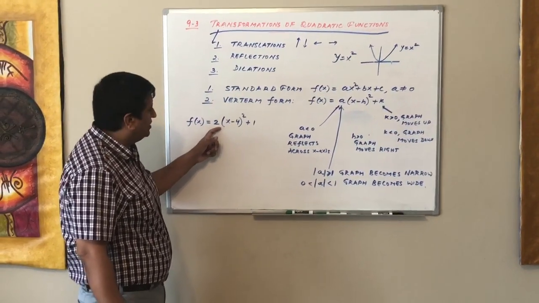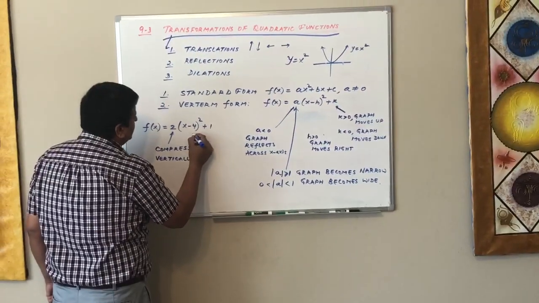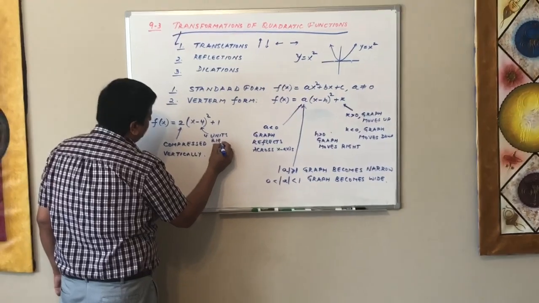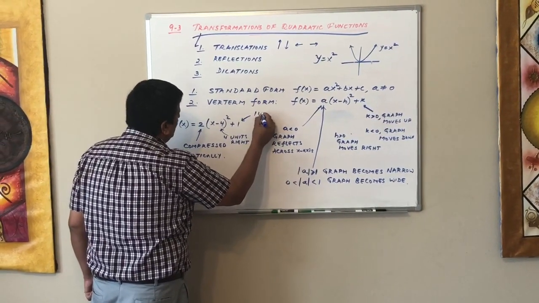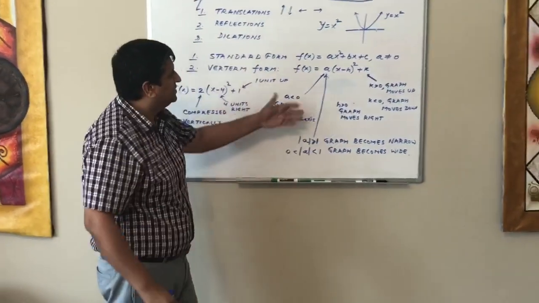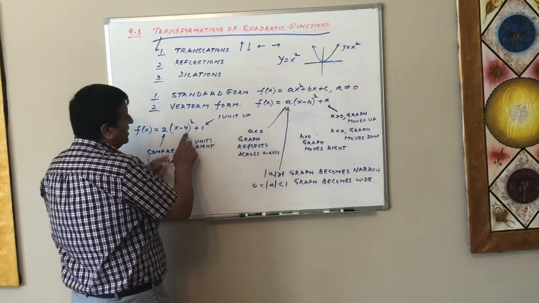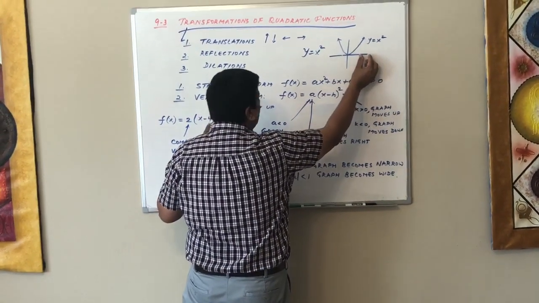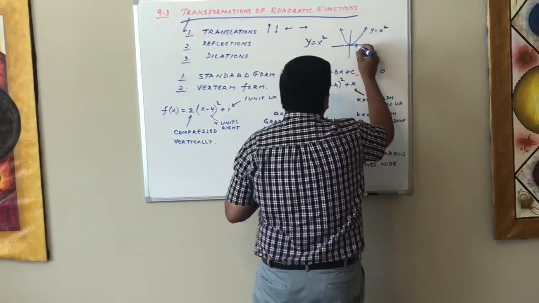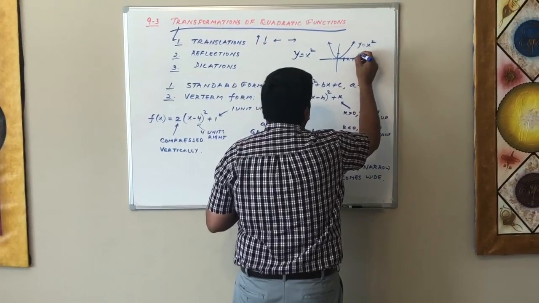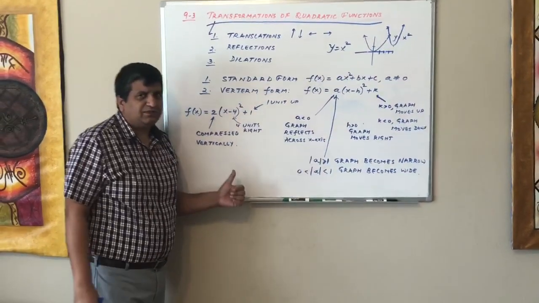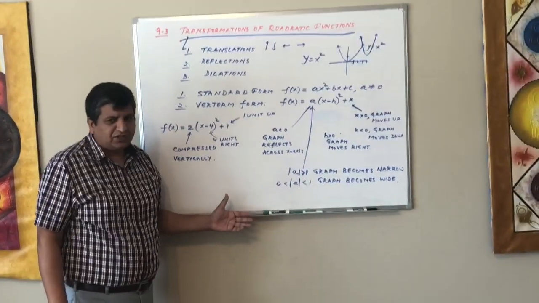narrower, compressed vertically. And it will also shift 4 units right and 1 unit up. So compared to this parent function, this graph is going to be 4 units right, 1 unit up, and it's going to become narrow. Something like this. So the graph is going to get narrower. Let me show you a few more examples on this topic.